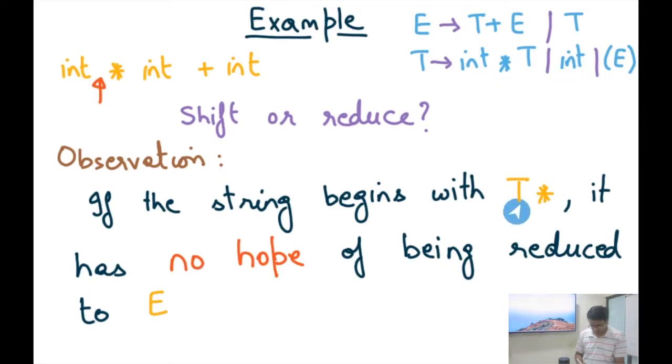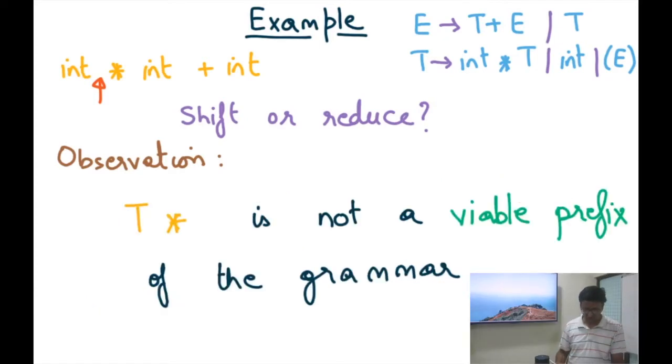And even if I reduce the singular T to E using this production E produces T, even then E star cannot be reduced to anything because there is no production that produces E star as the first two symbols or first two tokens. And so if the string begins with T star, it has no hope of being reduced to E. And we want to kind of capture this intuition for a general grammar. In this grammar, we can see that if something begins with T star, then it has no hope of being reduced all the way back to E. And we're going to give this a name, and we are going to say that T star is not a viable prefix of the grammar.